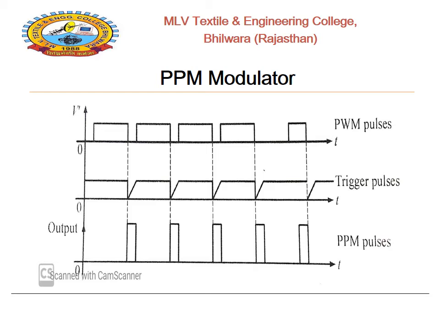Trigger pulses are relevant to the trailing edge of the PWM pulses, where the pulses are ending. So the trailing edge provides the trigger pulse for the monostable multivibrator, and at the trailing edge the monostable multivibrator will generate the pulses which are identified as the PPM pulses.